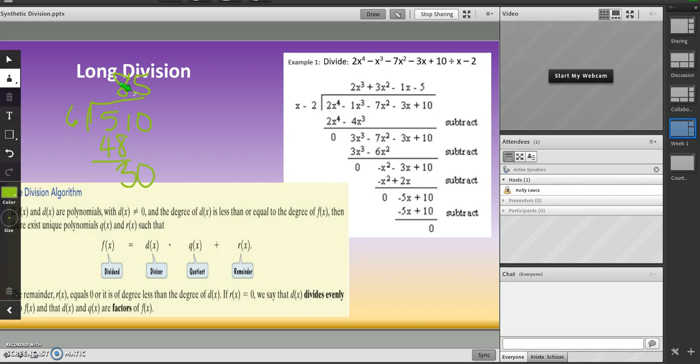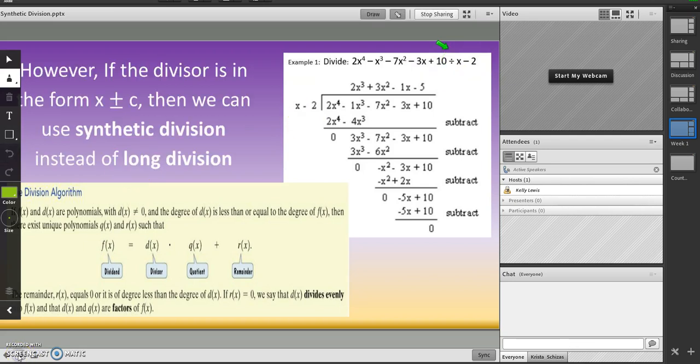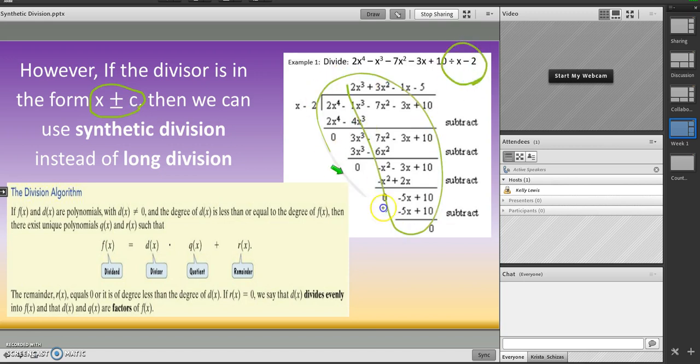And so you can take polynomials and divide one polynomial by another polynomial. It's pretty long and super fun. But if it is in a certain form, then we can use what's called synthetic division. One of the things we need to make sure for synthetic division to work, so we don't have to go through all of this, is the last number is just going to be plus or minus something.